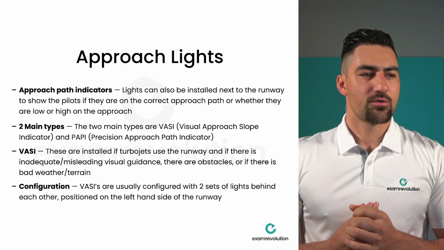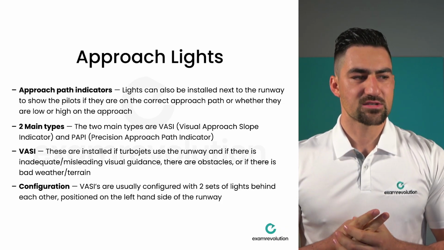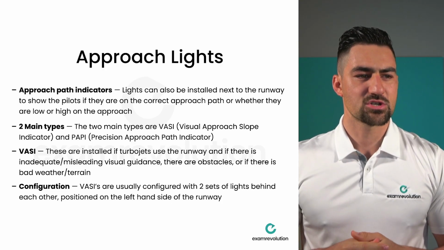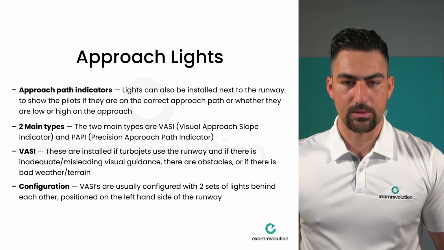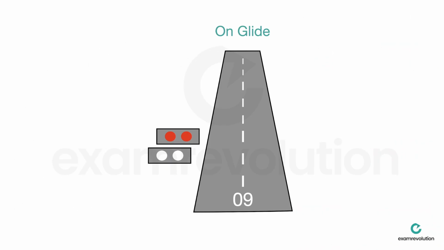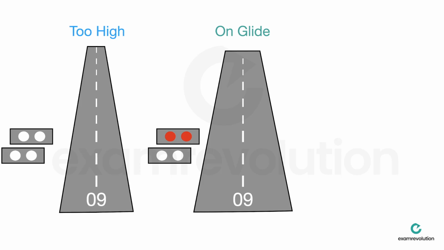The configuration for VASIs are usually configured with 2 sets of lights behind each other, positioned on the left-hand side of the runway. Okay, and let me show you what that would look like. That is a VASI. Now, if you look at that runway 09, you can see in the front you've got 2 lights, on the back you've got 2 lights, and in this case, you've got in the front 2 white lights, and then in the back you've got 2 red lights. Okay, that means you're on glide. In other words, you're on the correct glide to this runway.